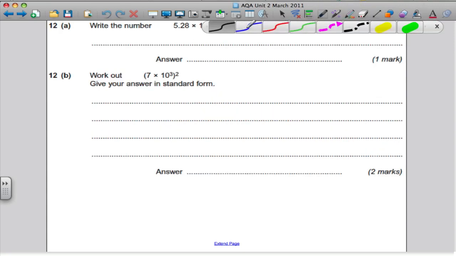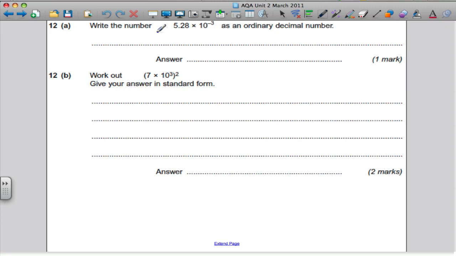Okay, question 12, part A. It says write the following number as an ordinary decimal. It's in standard form, it's a small number because you've got a negative power of 10. Quick way to do this, because it's a small number and it's a -3, you know there are going to be 3 zeros at the start of the number, and then you write your number 5 to 8. The decimal point always comes after the first 0, so it looks like that.